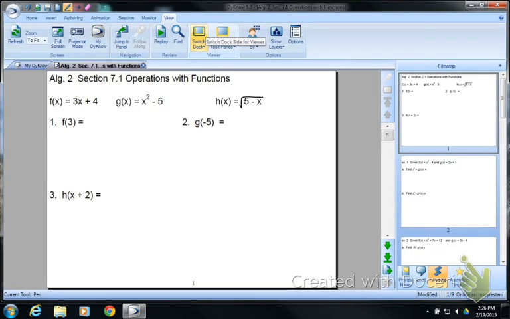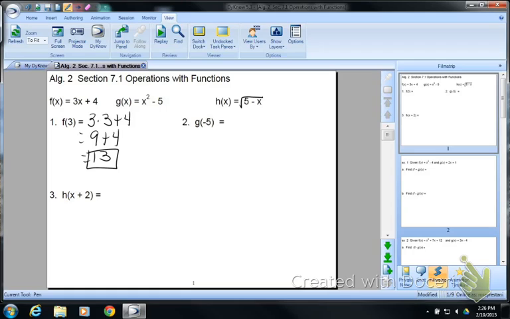Section 7.1 is dealing with operations with functions. If we wanted to evaluate f of 3, that means we're going to plug in 3 into the f function. So wherever we see x, what are we going to plug in? 3. So 3 times 3 plus 4, that's 9 plus 4 is 13.